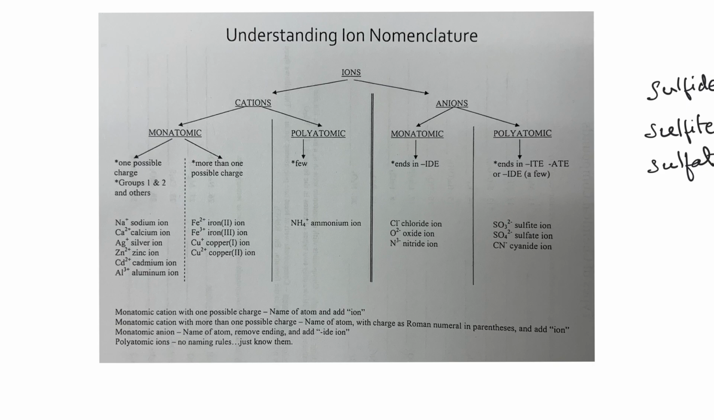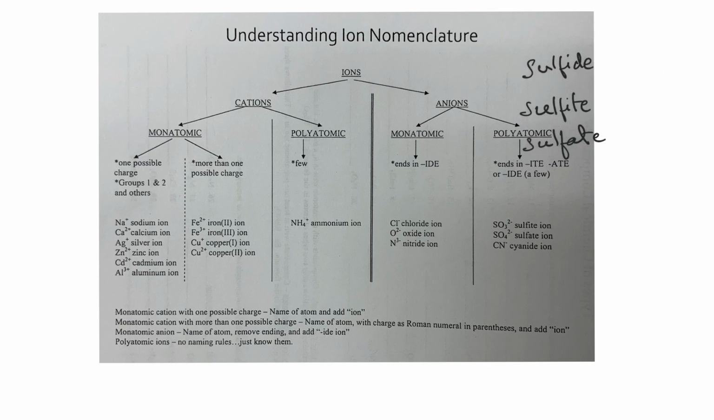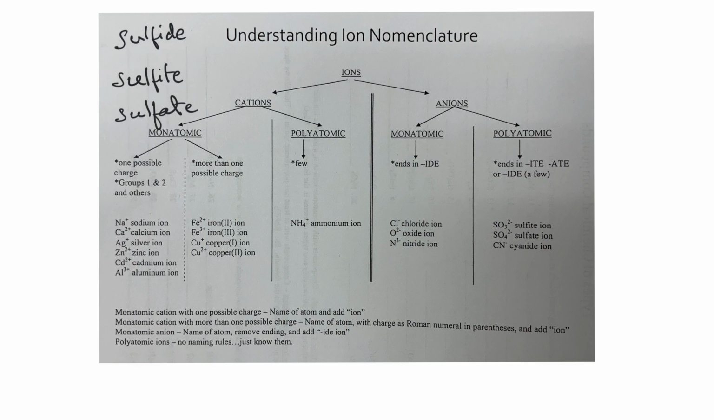Diving a little deeper into writing formulas for ionic compounds, what I have noticed is that students struggle mostly with writing formulas of ionic compounds because you have things like sulfide, sulfite, and sulfate. Now they all sound super similar to each other. They all have sulfur in them, and it's understandable if someone might get confused as to what their formulas are.